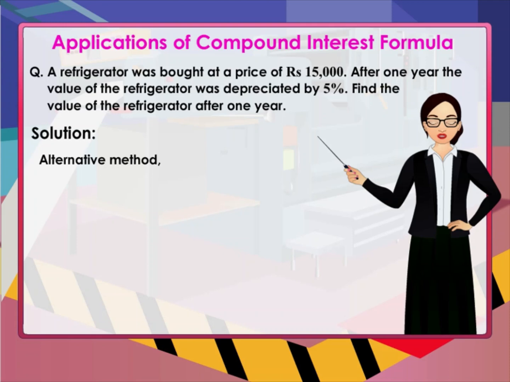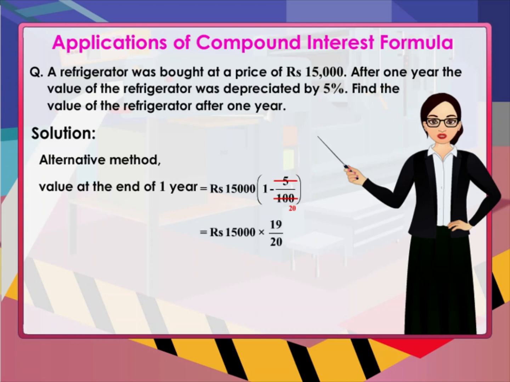Alternately, we may directly get this as follows. Value at the end of the first year is equal to rupees 15,000 into 1 minus 5 by 100. Cancel 5 20 times is 100 and then take the LCM. So it becomes rupees 15,000 into 19 by 20. Cancel 1 zero in the numerator and denominator and cancel 2 times 750 is 1,500. Then multiply 750 into 19, which is equal to rupees 14,250.